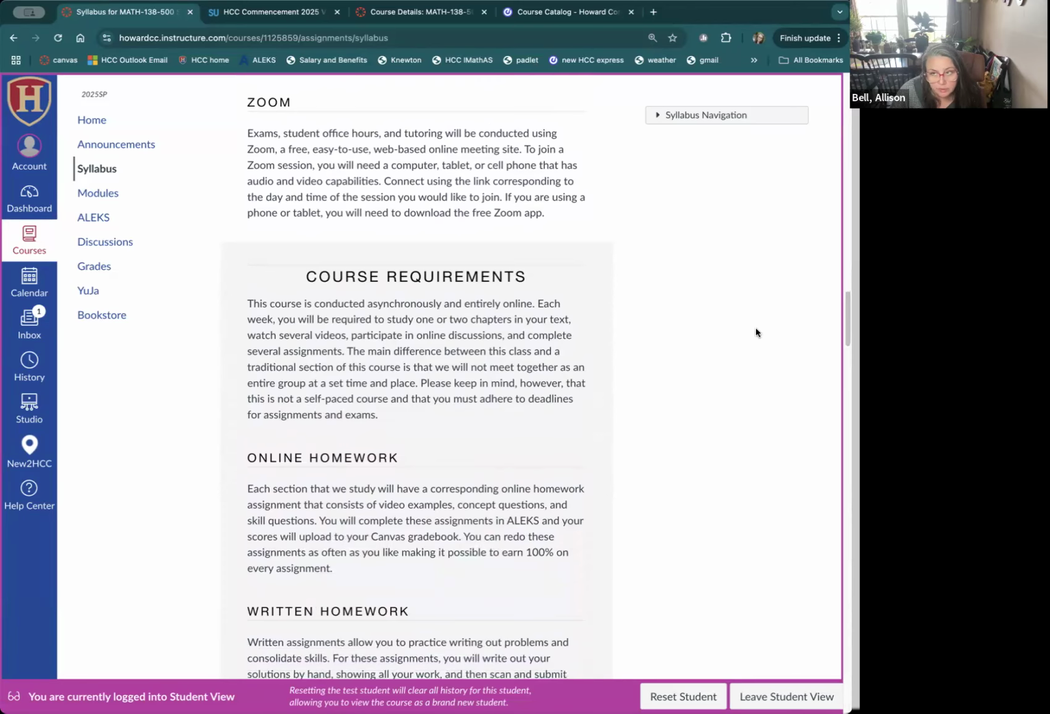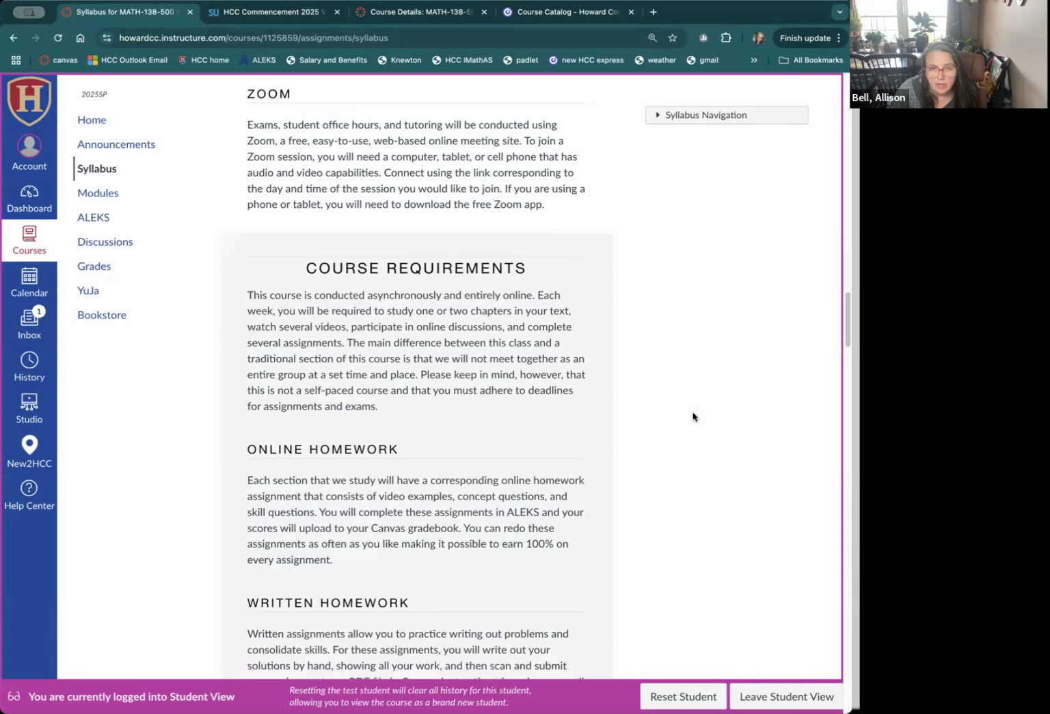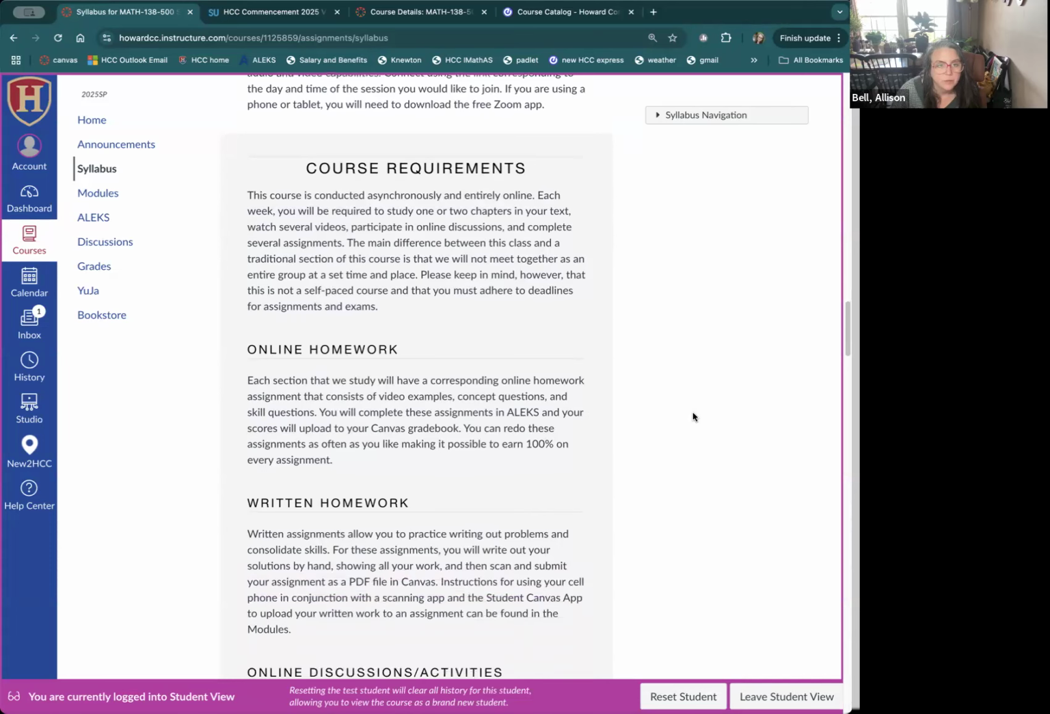Zoom is required for this class. While we do not regularly meet on Zoom, exams and office hours will be conducted on Zoom throughout the semester. It is important that you download this on your personal devices. I would suggest we have this on both our phone and our laptop or desktop computer.